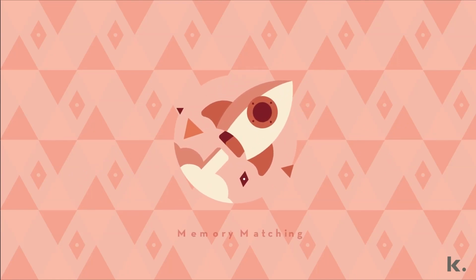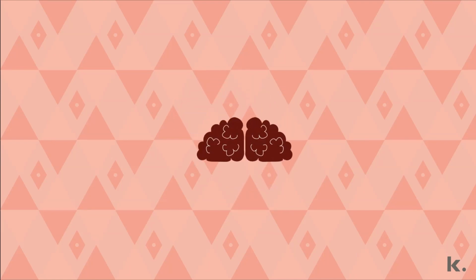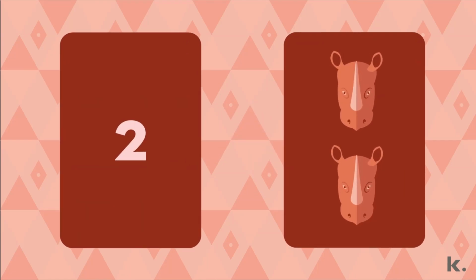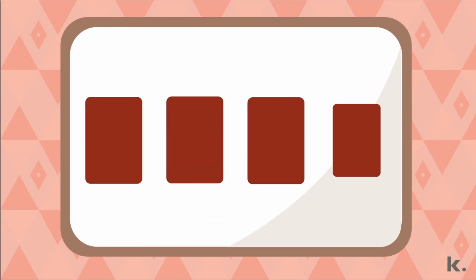Play a game called memory matching. Create a set of cards that are big enough for the children to see when you hold them up or stick them to the board. Working within the number range that the children have been taught, create cards with numerals and a matching set of cards with images. For example, a card with the numeral 2 should have a matching card with a picture of 2 rhino on it. Stick the cards onto the board in rows face down.